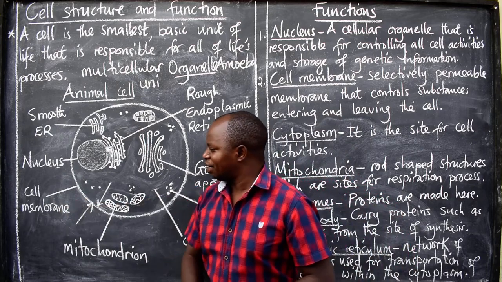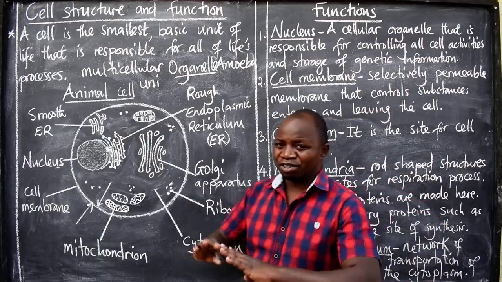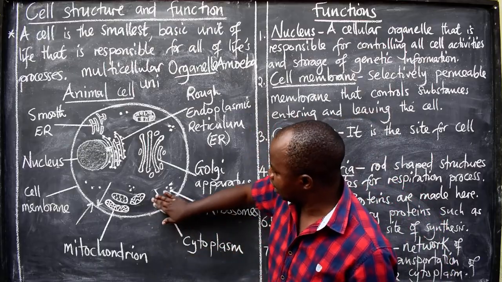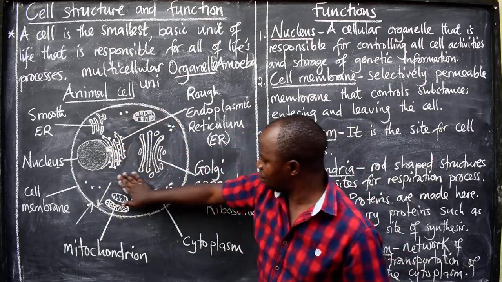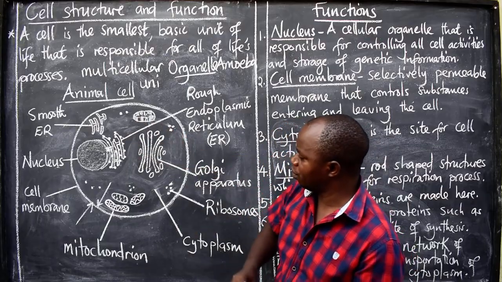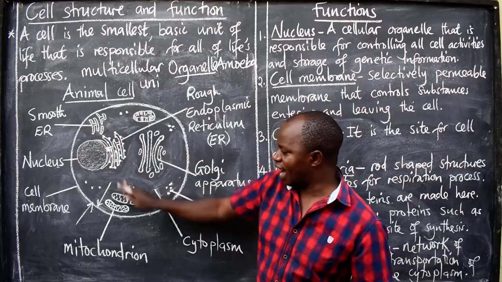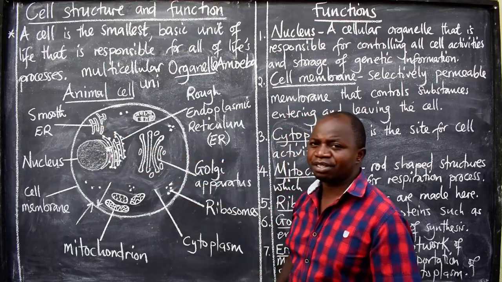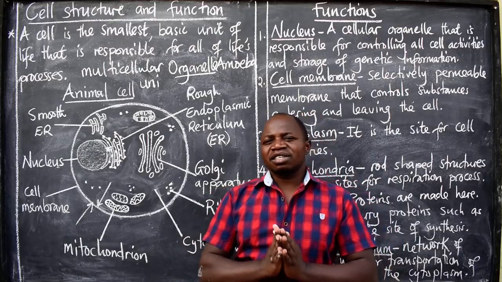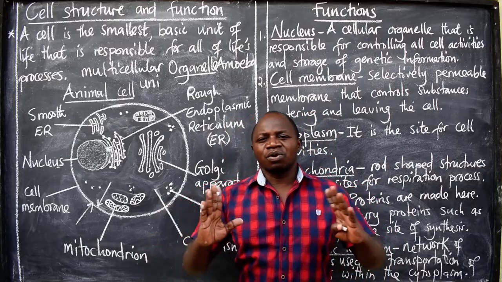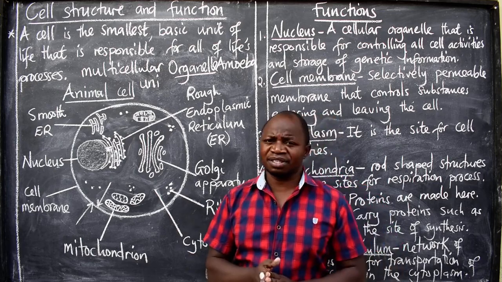From the cell membrane, we have what we call cytoplasm. The cytoplasm is the fluid where all these are. Okay? This is the cytoplasm, the fluid we are talking about. All the organelles that you are seeing here are in the cytoplasm. This cytoplasm is the fluid that mainly contains water, organic substances and inorganic substances.